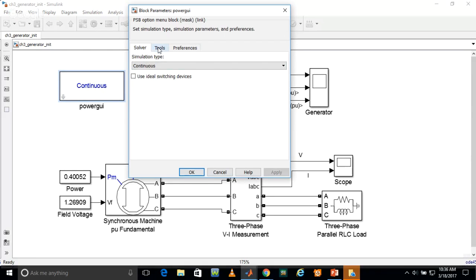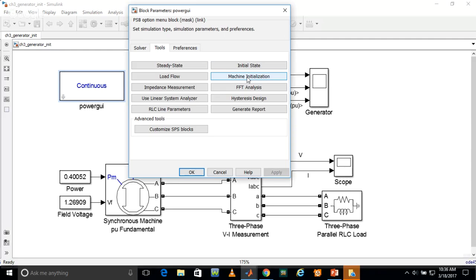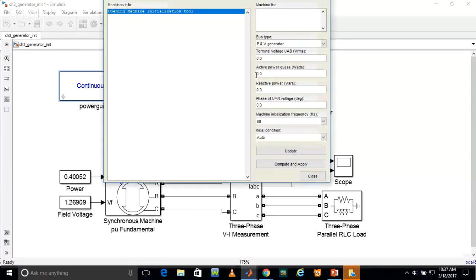We go in tools, and we go for machine initialization. For one electrical system and two electrical systems, that means one generator system or two generator systems, we go for machine initialization. But if we go for more than two, we have to go for load flow. In the load flow they will provide the parameters to our generator, to our load or a synchronous machine that we are going to connect in the upcoming slides. So right now we only have synchronous machine PU, so we are going for machine initialization.